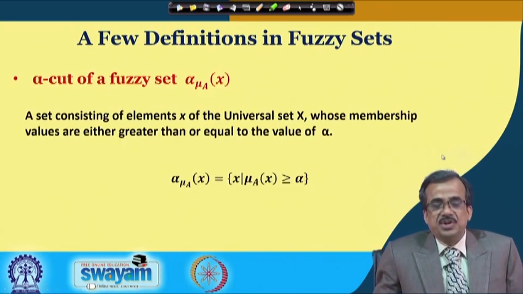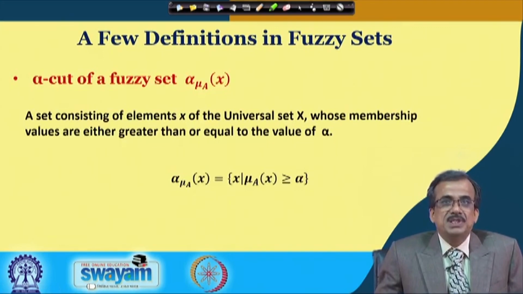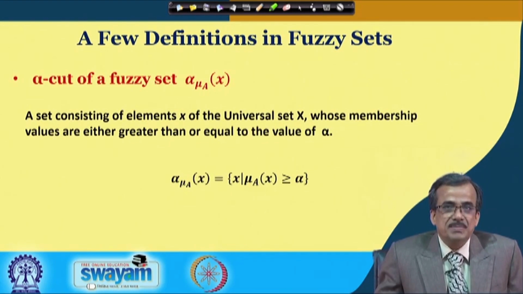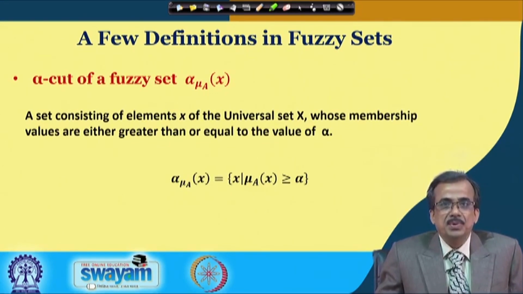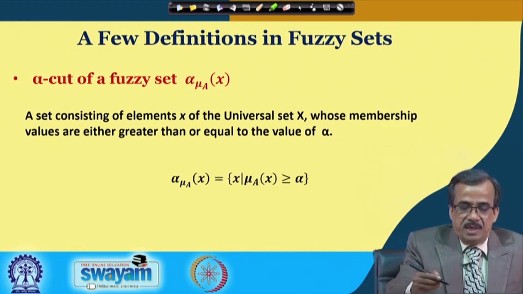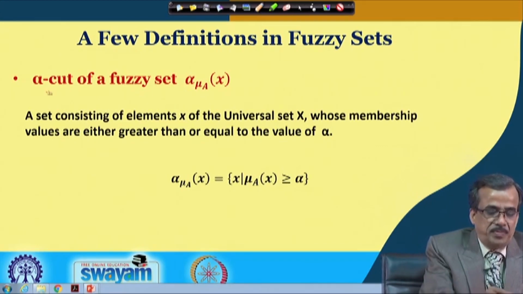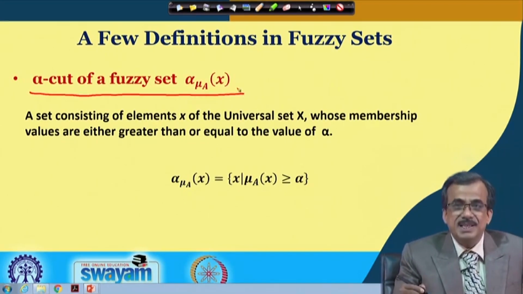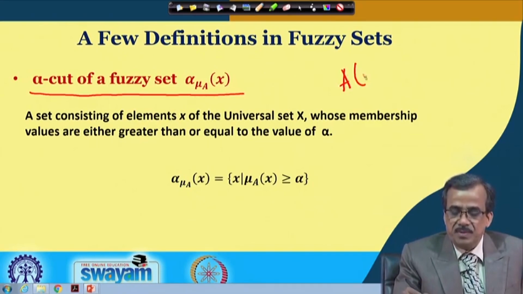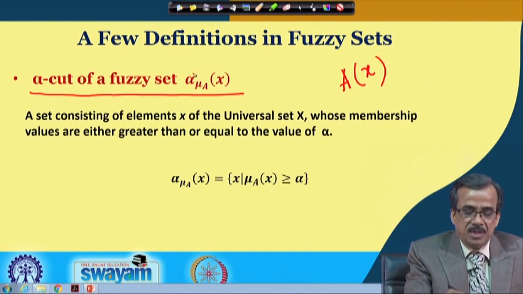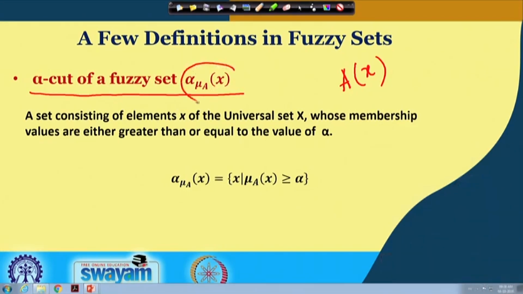Now, I am just going to concentrate on a few terms which are very frequently used in fuzzy sets, and I am just going to define those terms, and solve a few numerical examples also. The first term which I am going to define related to fuzzy sets is very popular, known as the alpha cut of a fuzzy set. Supposing that I have got a fuzzy set denoted by A(x), its alpha cut is represented by alpha mu A(x). So, this is nothing but the alpha cut of a fuzzy set.